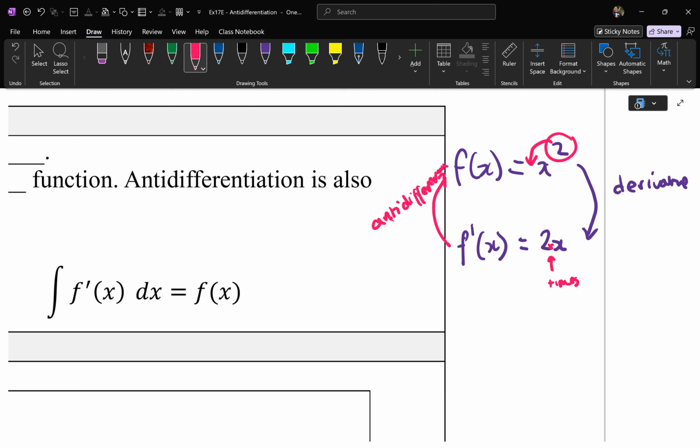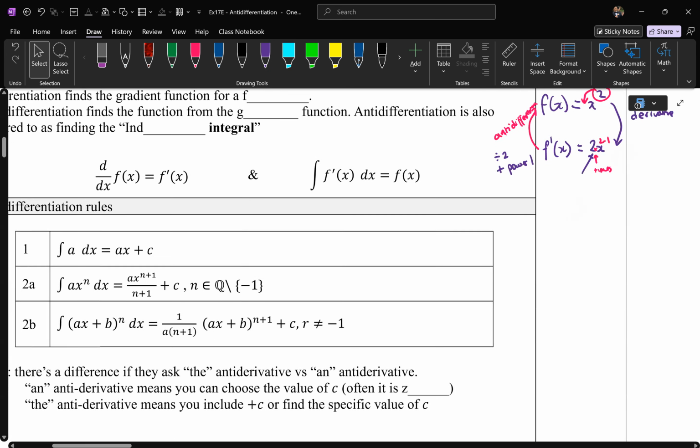Minus 1. So antidiff is the opposite of that. Instead of timesing the 2, we're going to divide. And instead of minusing by 1, we're going to add 1. Literally. So I'm going to show you the formula, and then you're going to practice doing some antidiffs on some problems here. Okay, so this was minus 1 to get there, right? So 2 minus 1. Then the antidiff is everything opposite. So you are going to divide by the number, which is 2, and then you're going to add the power by 1. Okay, so let's have a look at the rule.